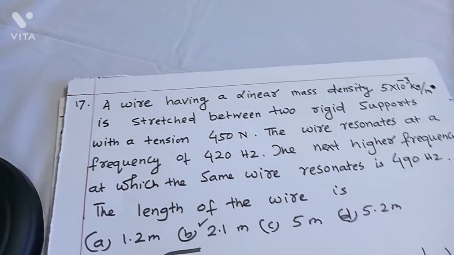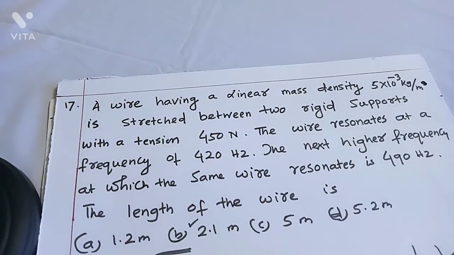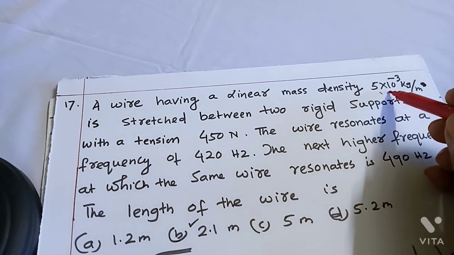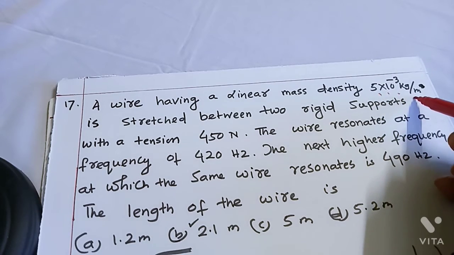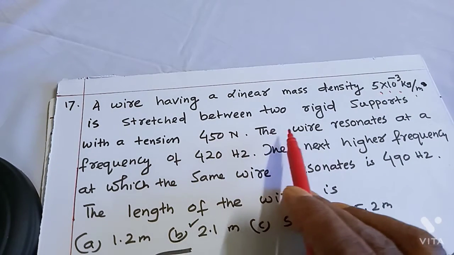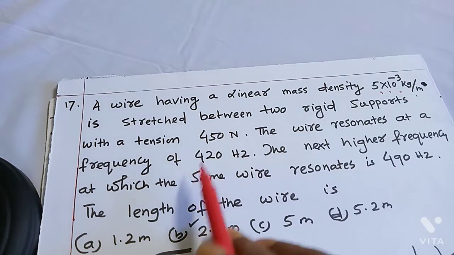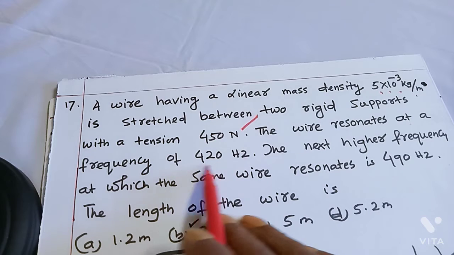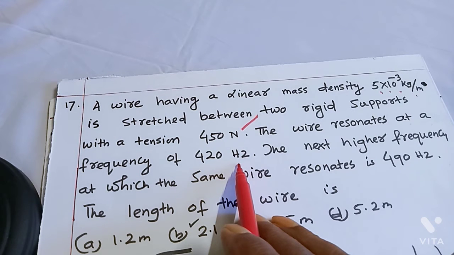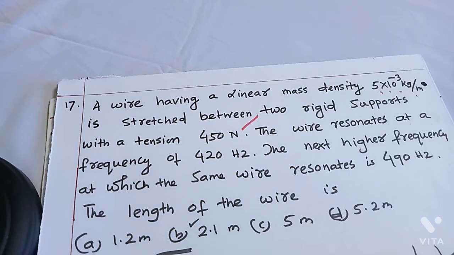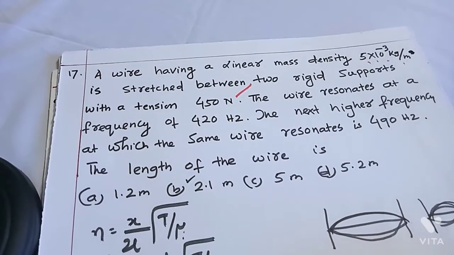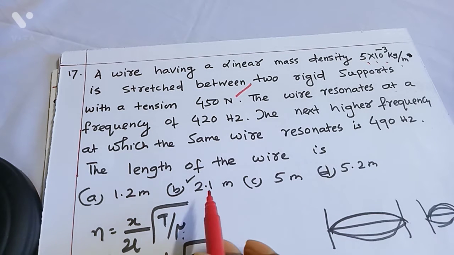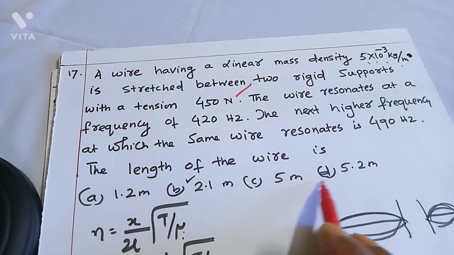Next question. A wire having a linear mass density, that is mass per unit length, equal to 5 × 10⁻³ kg per meter, is stretched between two rigid supports with a tension of 450 Newton. The wire resonates at a frequency of 420 Hz. The next higher frequency at which the same wire resonates is 490 Hz. The length of the wire is 1.2 meter, 2.1 meter, 5 meter, 5.2 meter.